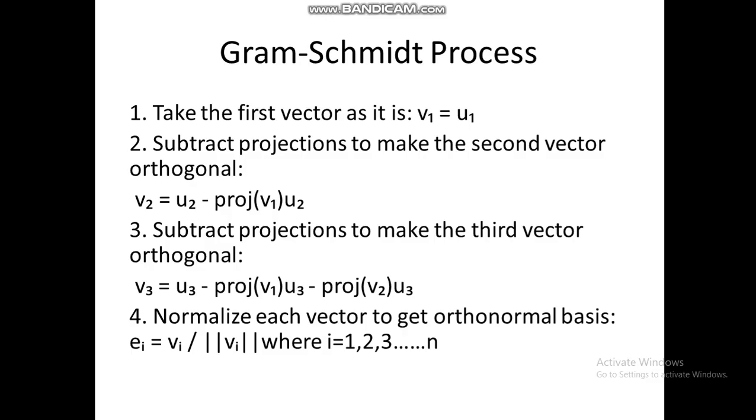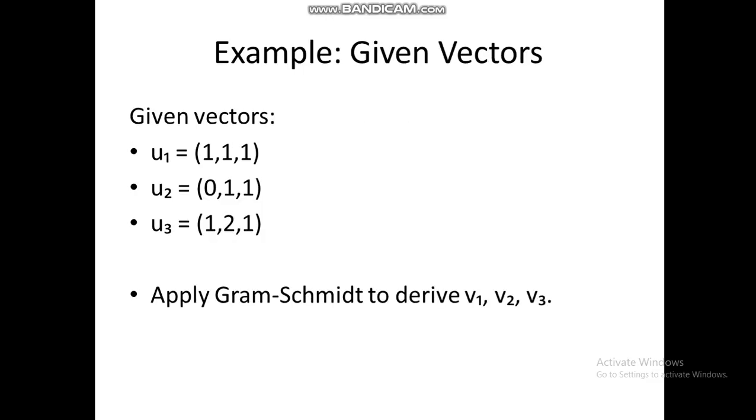Okay, next, step number 3: subtract the projection to make the third vector orthogonal. So v3 is equal to u3 minus the projection of v1 on u3 minus the projection of v2 on u3. That is the third step. What is the fourth step? The fourth step is we need to normalize to get the orthonormal basis. That is, we have a formula: ei is equal to vi divided by the magnitude of vi, where i can take a value from 1, 2, 3 and so on. Okay, this is the process.